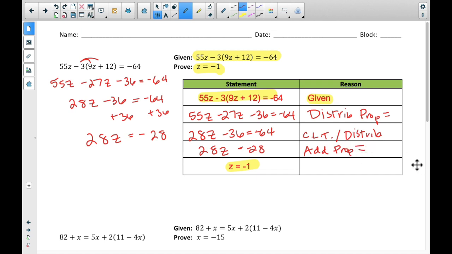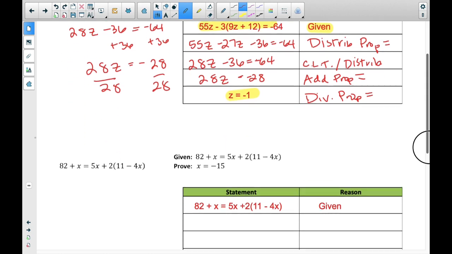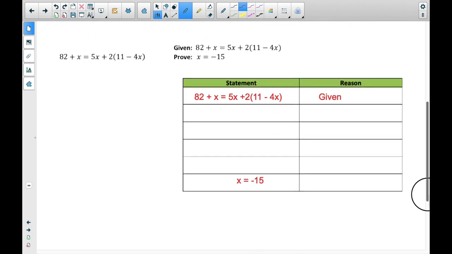of equality. Last step, how did I get to z equals -1? Well, I divided by 28. If you divide by 28, that's called the division property of equality. Sometimes I've talked about this. Sometimes we can do some abbreviation like division, div, addition, add. But with subtraction and substitution, you can't, because subtraction and substitution both start with sub, so you need to be more specific.